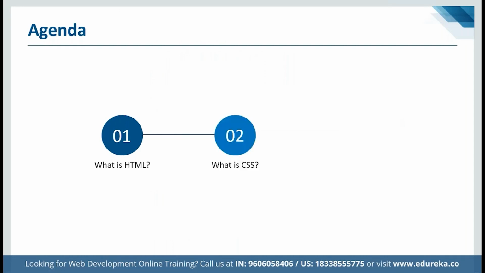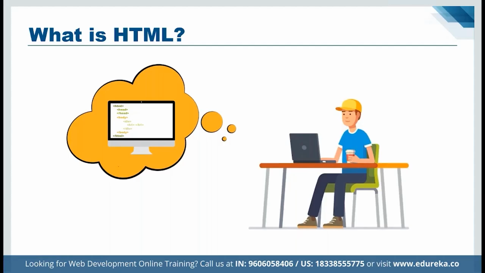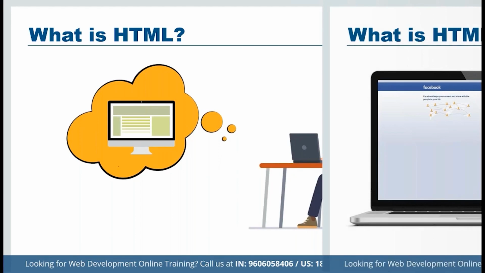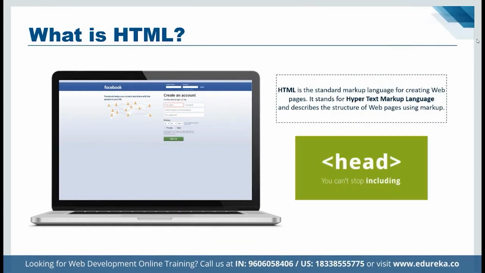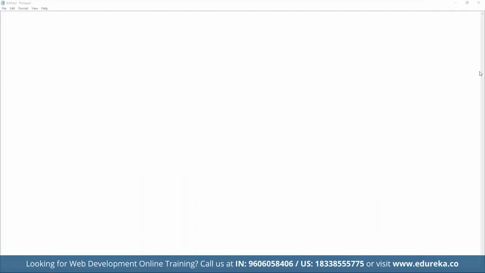Then we are going to discuss what exactly is CSS. Then we are going to see how we can create a website by using these components. So first of all, let's understand what exactly is HTML. HTML is basically the building block for any website. Any website is built on three main core technologies.